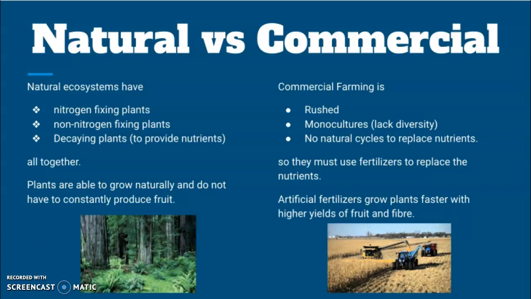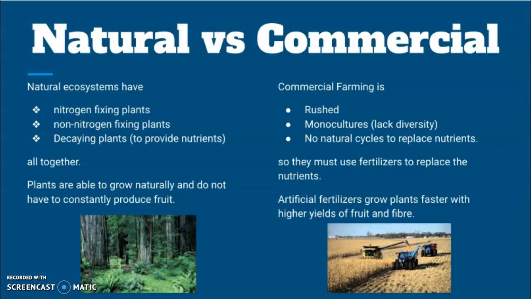When we do commercial farming, we tend to be a bit more rushed. We have monocultures, which means we lack diversity, and we don't really respond to the natural cycles to replace nutrients into the soil. And we don't do that because we don't have time, because we have either a short growing season or we need to have so many different crops done to make enough money. There's many, many different reasons. But the problem is that we don't actually get those nutrients replaced then.